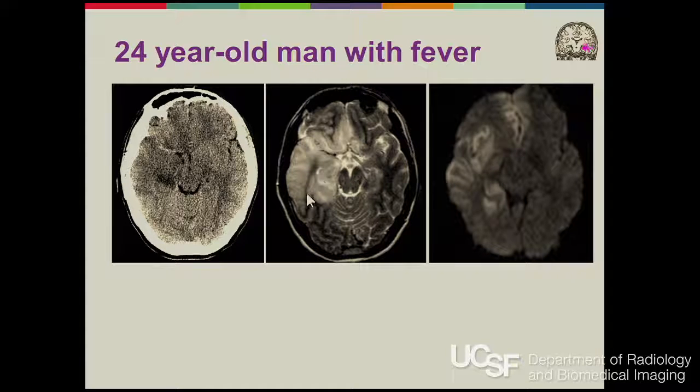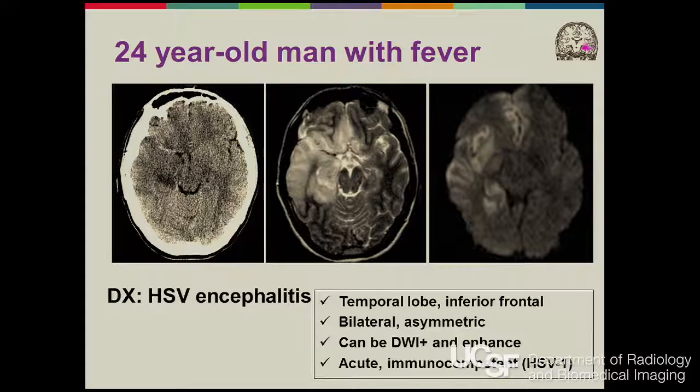On the MRI, it's much more clear that the temporal lobe as well as the inferior frontal lobes have extensive edema. And on diffusion imaging, there's associated diffusion abnormality, reduced diffusion. So this was a case of HSV encephalitis, demonstrating a lot of the characteristic imaging features: temporal and inferior frontal lobes.